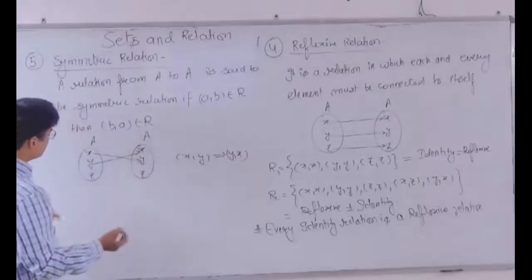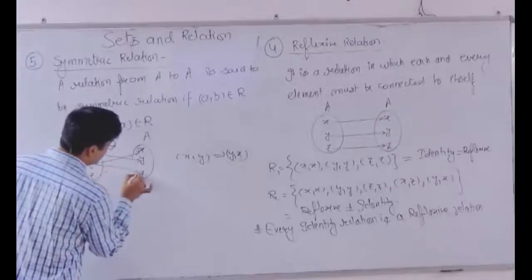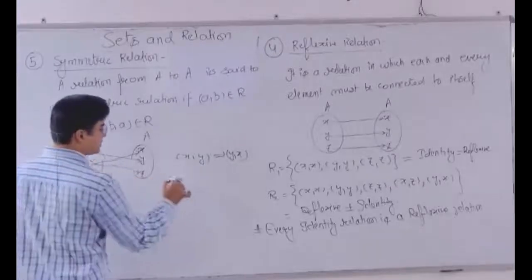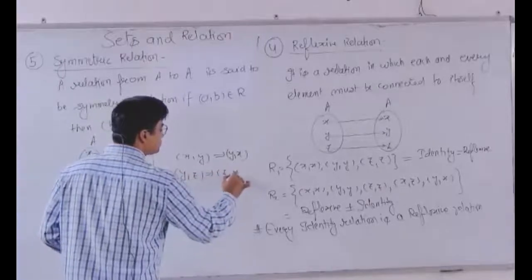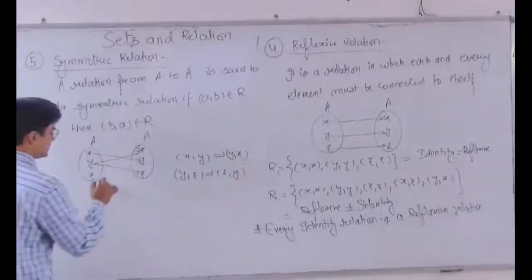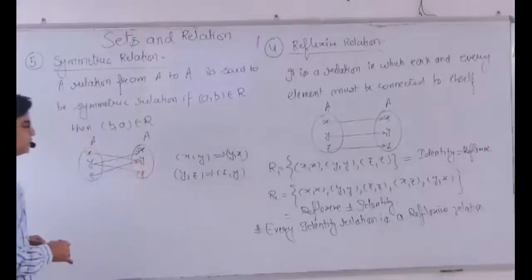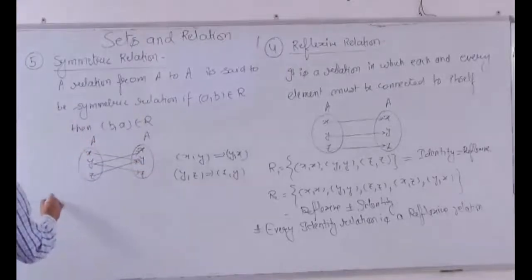Let's say Y is connected to Z. This relation is giving me Y is connected to Z. That means Z must also be connected to Y. You understand this?